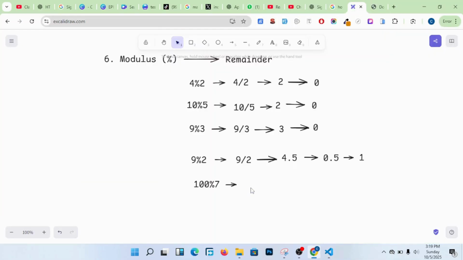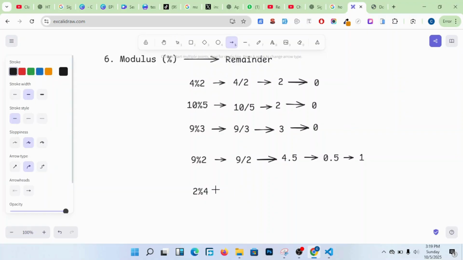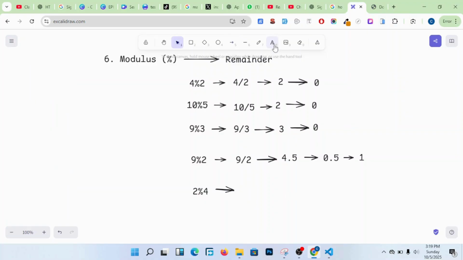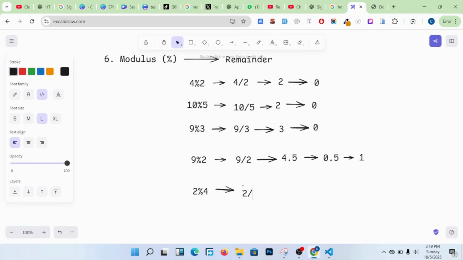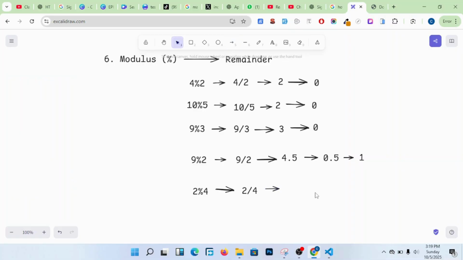Let me explain something different here. Look at this scenario: 2 modulus 4. This is weird. 2 modulus 4 is going to give us, when you get 2 and you divide by 4, can you divide 2 into 4? No. This one is not possible. The answer is going to be 2. In mathematics, you can divide this and you get 0 point something, but right now in JavaScript, it shows that you cannot divide the 2 with the 4. So it will just give you the answer of 2.